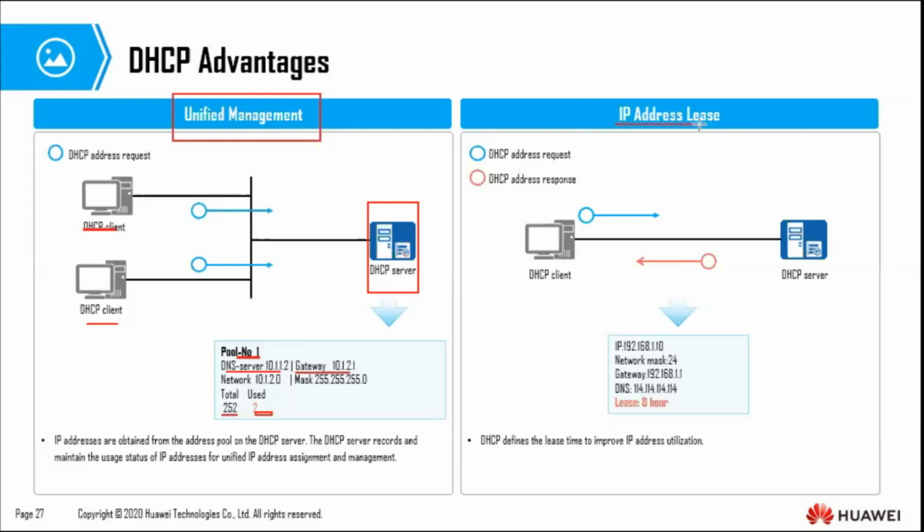Also, we can reuse IP addresses and therefore make better utilization of IP addresses, because when we assign an IP address, we assign it for a particular limited amount of time. It's called the lease. So we lease it, for example, for 8 hours. So after 8 hours, you have to release that IP address so that someone else can use it.